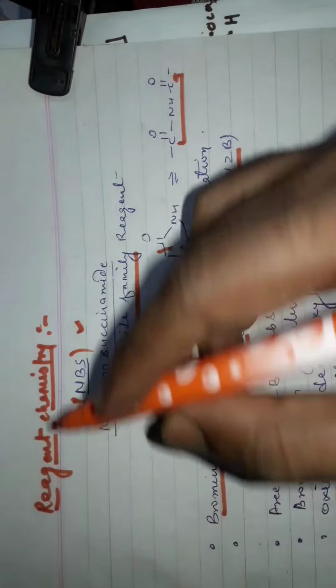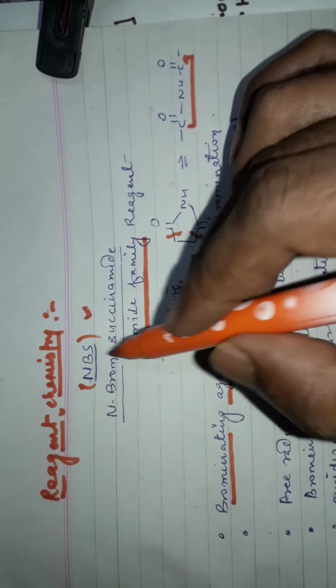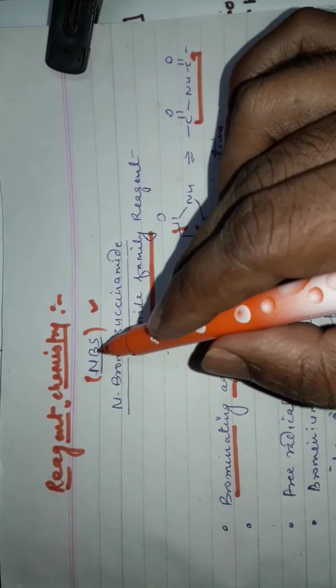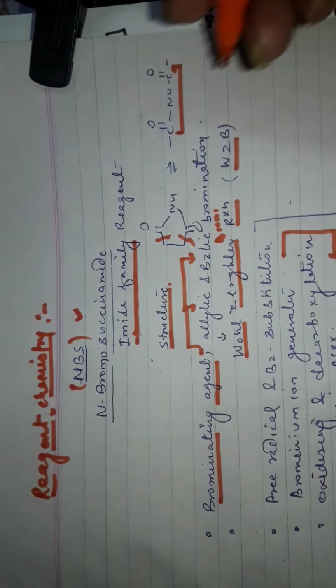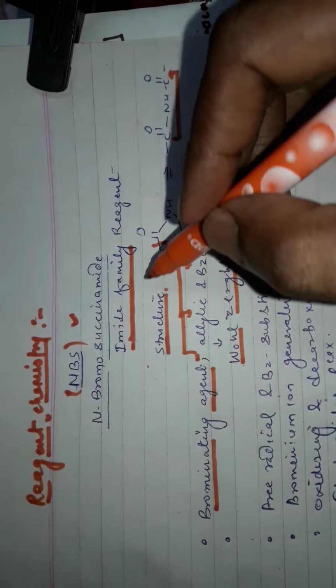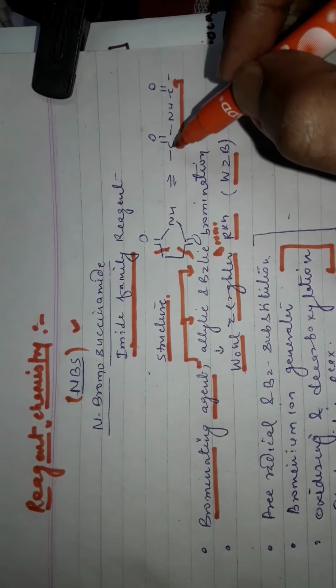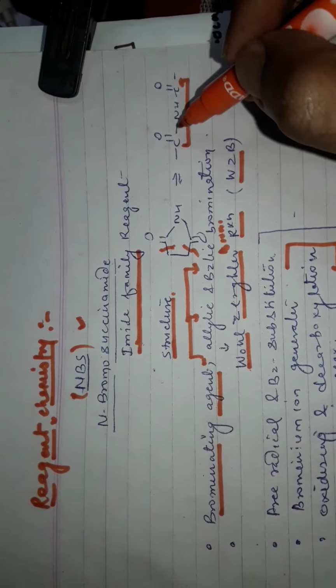Friends, today we are going to discuss reagent chemistry. We will select N-bromosuccinimide, which in short is represented as NBS. It is an amide family reagent, and very few reagents like it are used in organic chemistry. The basic moiety of this reagent is an amide.